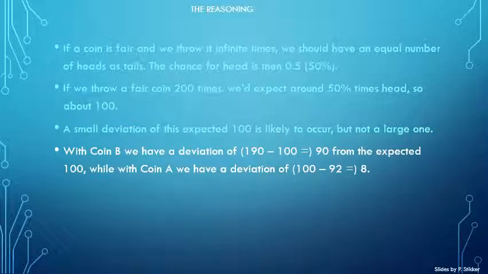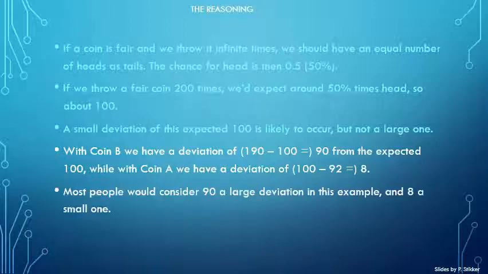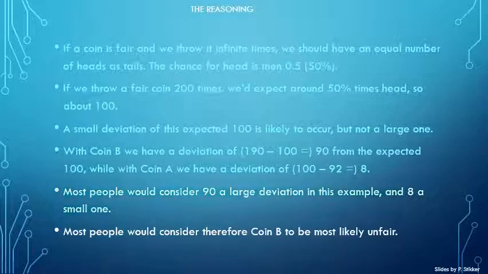So with coin B, we had 190 times heads, so that's a deviation of 90 from the expected 100. And for coin A, this deviation is only 8. Most people would consider 90 to be a large deviation, especially if we only throw 200 times, and 8 a small one. And since we said that a large deviation is unlikely to occur if the coin is fair, and a small deviation is likely to occur, most people would consider coin B to be unfair.